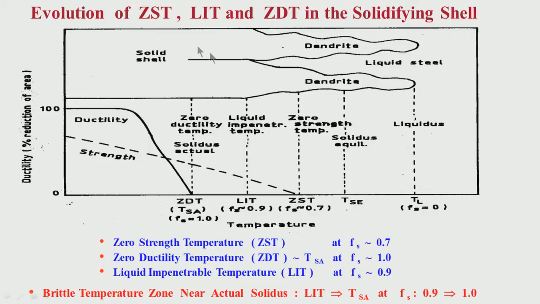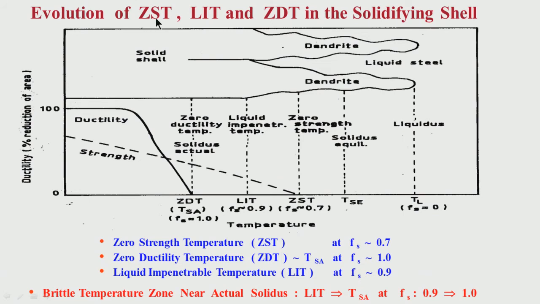Now let us see what is happening during solidification. Here I will give the concept of ZST, meaning zero strength temperature. Some people call it NST also, that means nil strength temperature. That means the temperature during casting where the strength is first evolving.